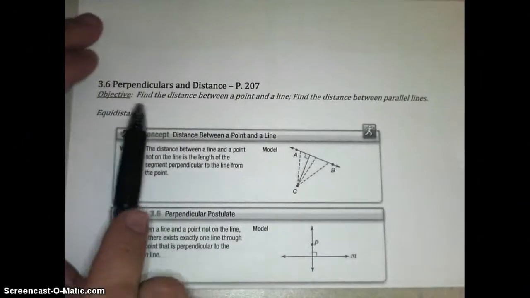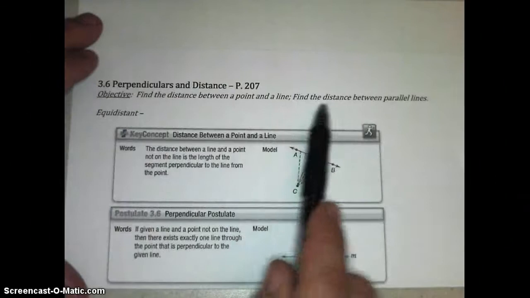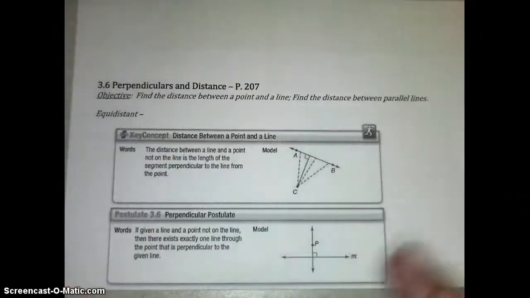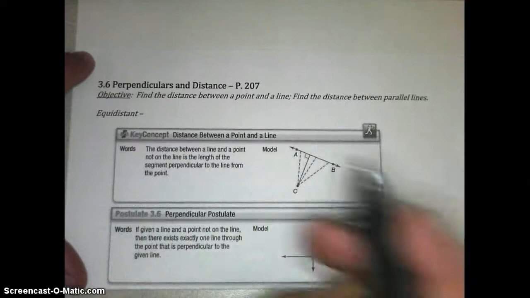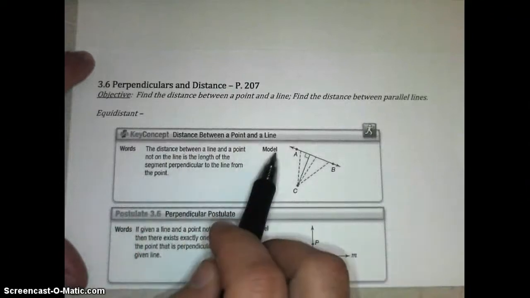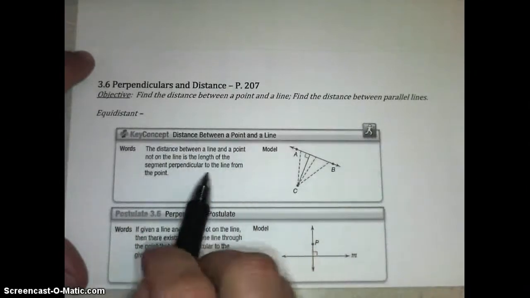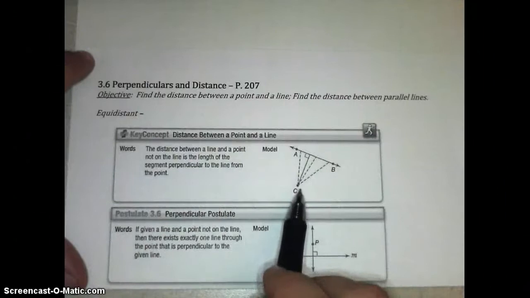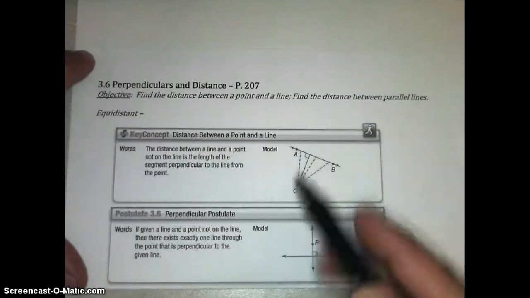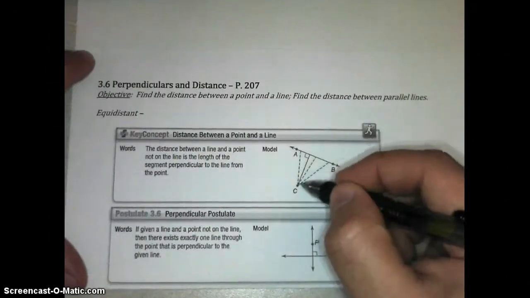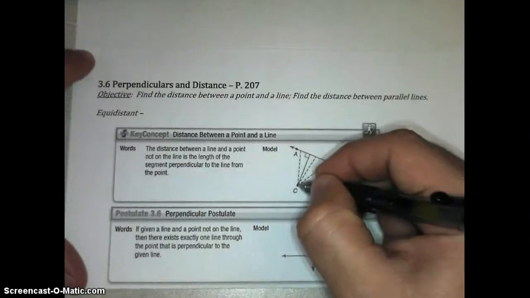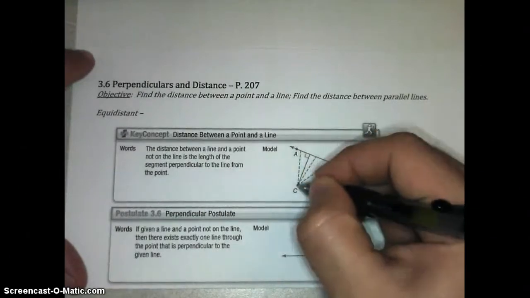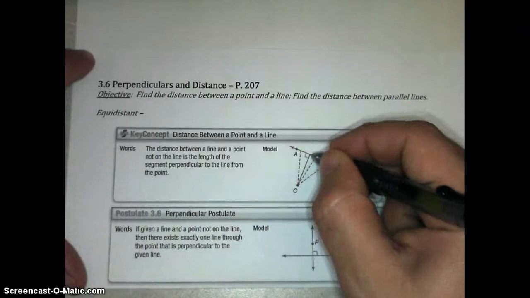The objective here is to find the distance between a point and a line, and we may also talk about the distance between parallel lines. But really our focus here is this core concept. The distance between a point and a line, where the point is not actually on that line, obviously, is the length of a segment that is perpendicular to that line from that point. And so what we do is we create a perpendicular segment to line AB from point C, and that is the distance from point C to line AB.